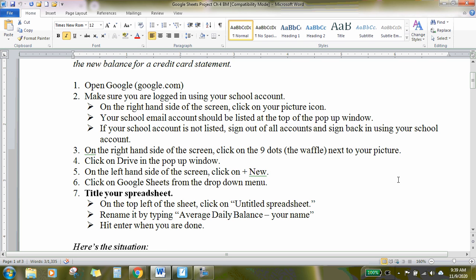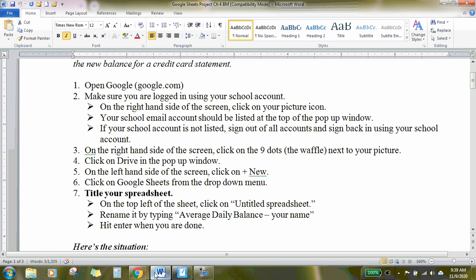So just like before, you're going to open Google, and then you're going to make sure that you're logged into your school account. And then you can just go to the little 9 dots and click on Google Drive, and then you're going to create a new Google Sheet.